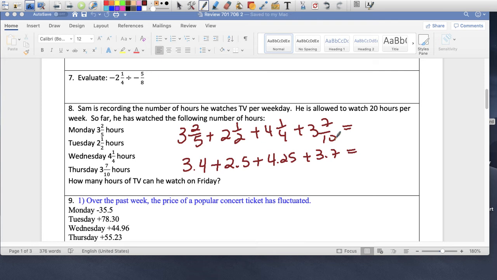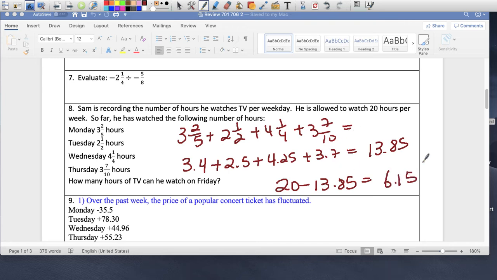3.4 plus 2.5 plus 4.25 plus 3.7. This gave me a total of 13.85. So that's how much he watched so far. To find out how much he has left over, I'm going to do 20 minus 13.85. And that's going to give me 6.15.